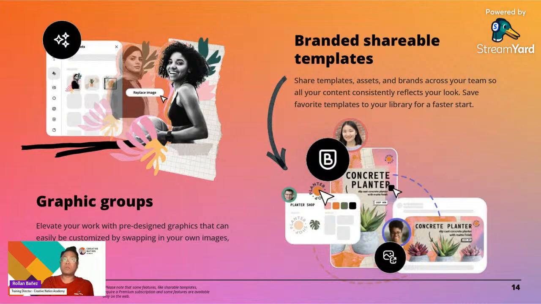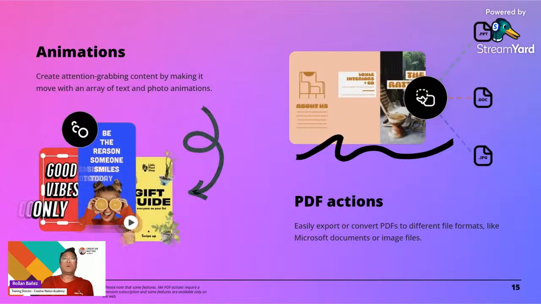We have what we call graphic groups, branded shareable templates, on which if you have decided to create your own template for, let's say, your company organization, you can easily share that as a template for all of your collaborators to access. Rather than always recreating, you can easily create a template on your own. Okay, we also have new dynamic animations and PDF actions or quick actions within the platform that will enable you not to install any special program, and just using the browser you can do a lot of what we call quick actions.